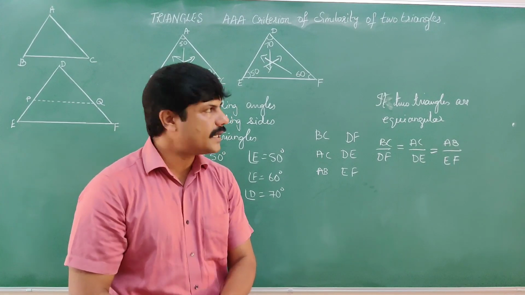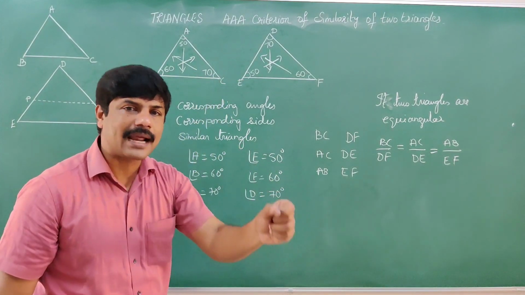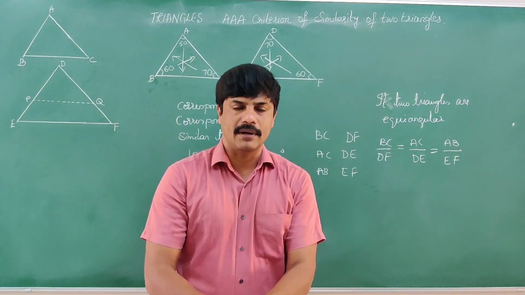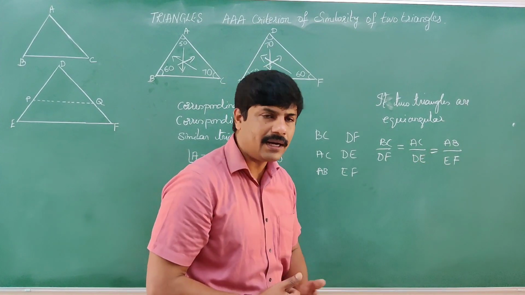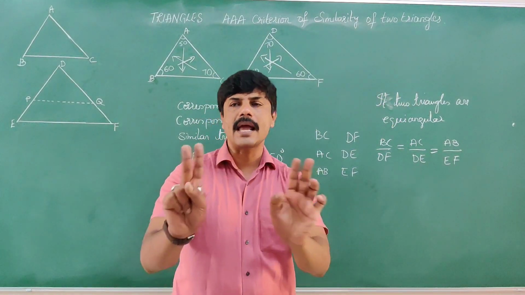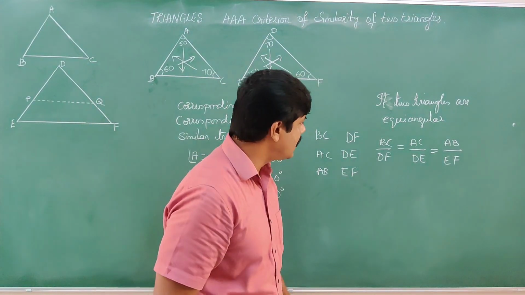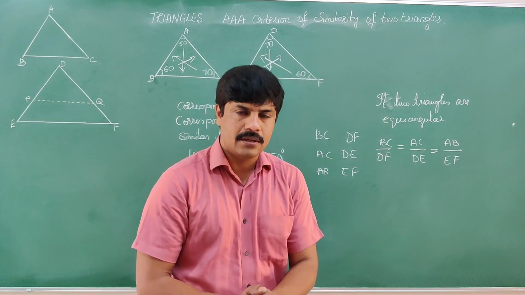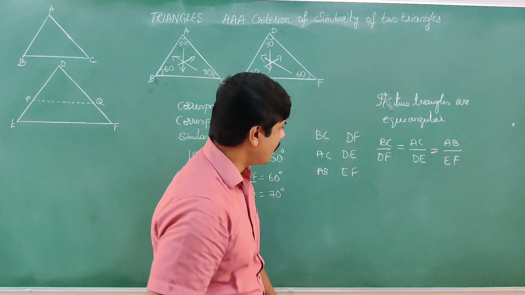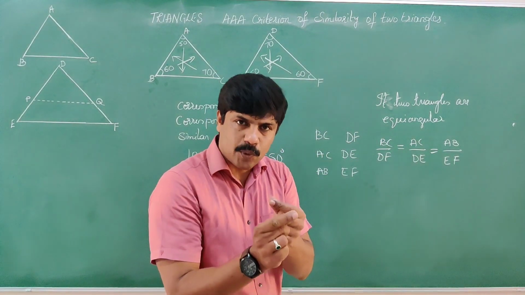Understand? It's very easy. When you can call the two triangles similar triangles, the first condition should be their corresponding angles should be equal. If the corresponding angles are equal, then they are called equiangular triangles. The first condition is the two triangles should be equiangular. The second condition is corresponding sides should divide in the same ratio.